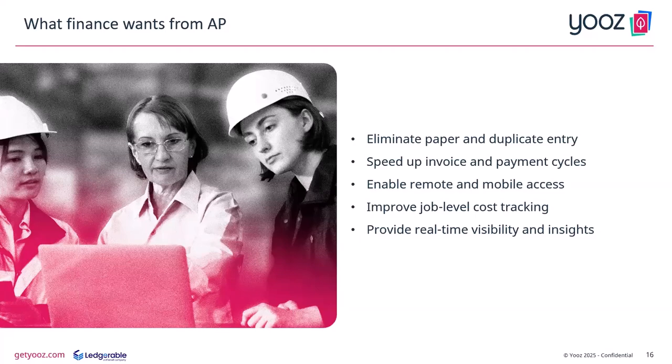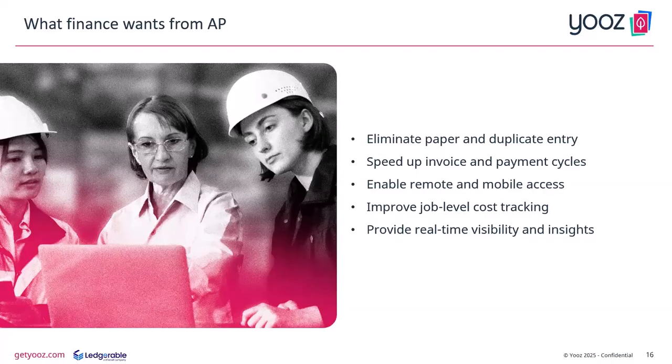And then in construction, understanding cost at the project level is essential. AP systems should make it easy to tag, track, and report on every invoice by job, phase, or cost code. And then lastly, strategic insights, not just transactions. What I mean by that is finance wants to use AP data to make smarter decisions, like managing cash flow, forecasting liabilities, and identifying cost-saving opportunities.